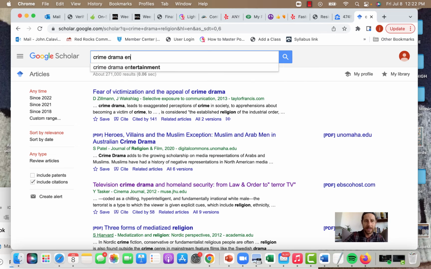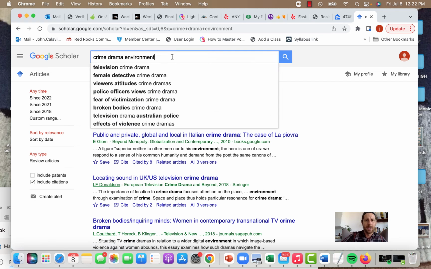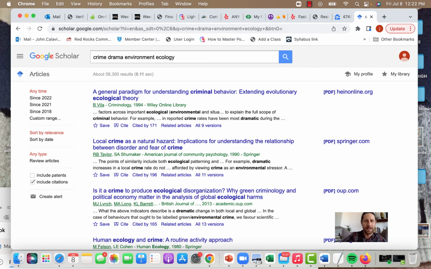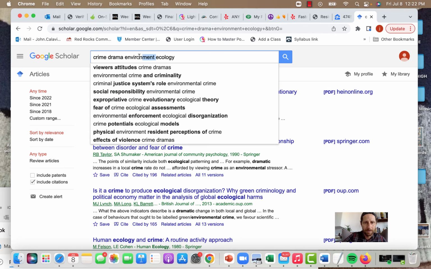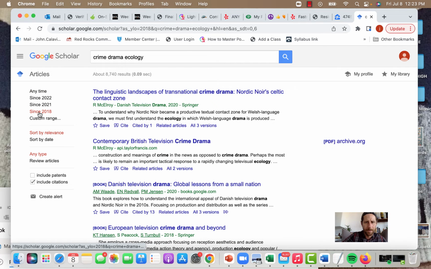Something else I can do is, what about something completely different? Crime drama, the environment. Let's see if there's anything on this. There's a little bit. Yeah, right. So here you see I've got ecology, right, in crime drama. Right, so I think this article would have a little bit to say about, okay, what about the environment, the ecology, climate change in a crime drama, right? That's a very interesting question. Like, how do those shows portray those two things side by side?